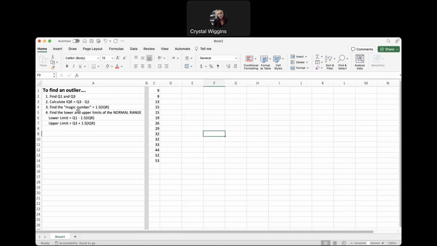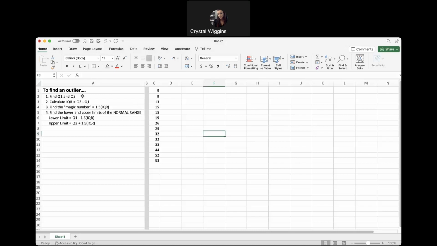in a data set. Our first step will be to find quartile 1 and quartile 3, which we're going to practice doing out by hand. We are then going to calculate the IQR. Recall that's the interquartile range, and that is the subtraction of Q3 minus Q1. We are then going to find what I call the magic number, which will be calculated by multiplying 1.5 times the IQR. That 1.5 is standard and it never changes, so you do not need to worry about where the 1.5 came from. You just need to know that that is the number that we always use.